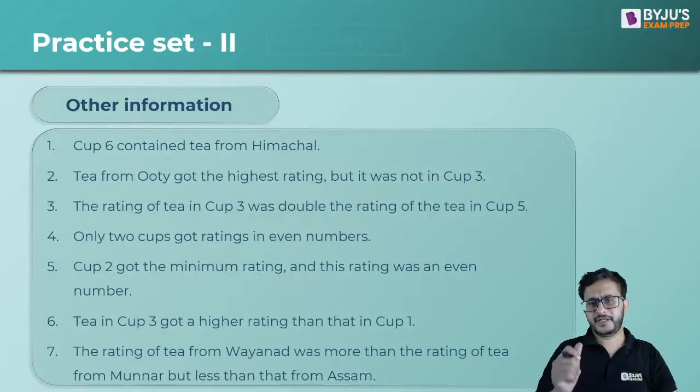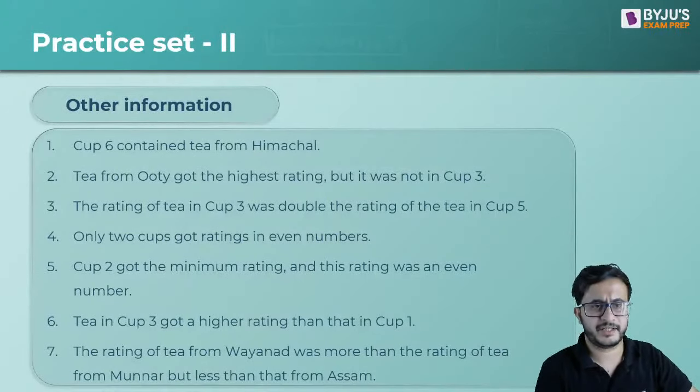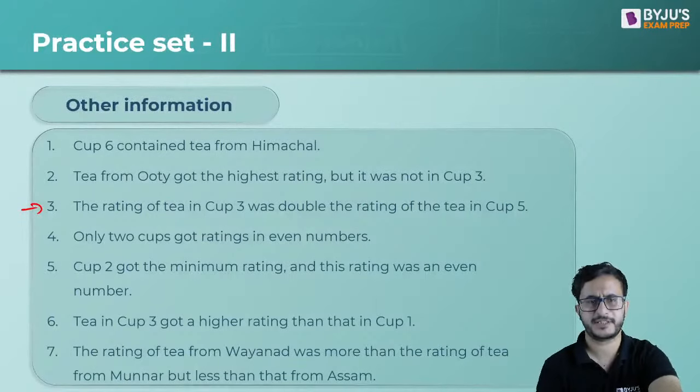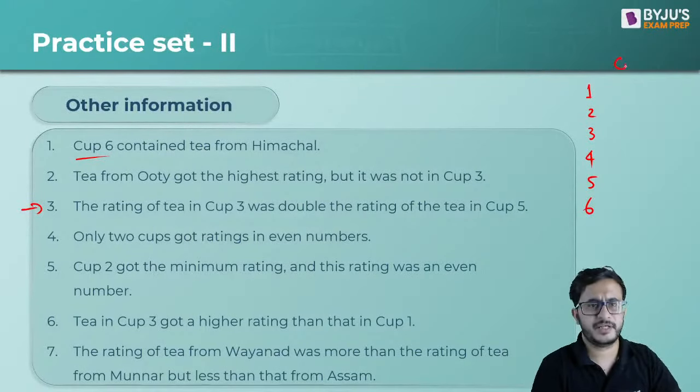Whenever you have certain sets wherein some numbers are involved, look at the statements that talk about things like double the rating. It will give you only some possibilities for cup 5 and 3; you will not get too many possibilities. So you should start with such statements. This is giving you direct data that cup 6 contained tea from Himachal. Okay, so let us write these numbers 1, 2, 3, 4, 5, 6. These are the cups. Let us find the city or state, whatever they have given, and the rating.